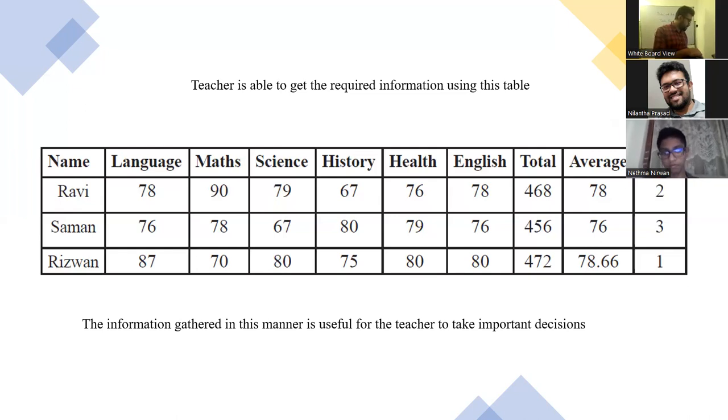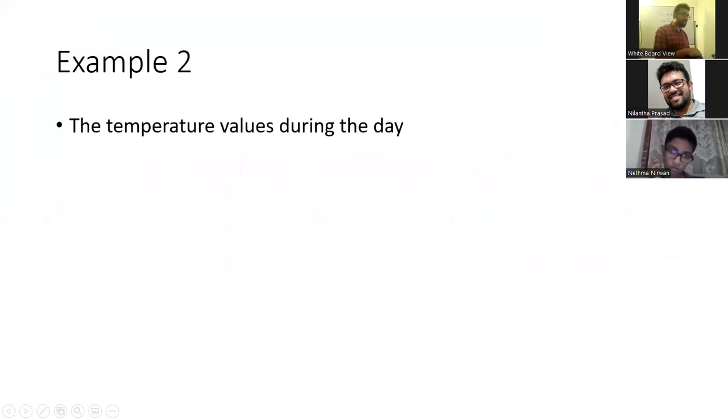Okay. Good. Then we come to the next one. Temperature value during the day. So example 2, I actually wrote it on the board. So once you take the temperature values during a day, if you want the average temperature, then you can proceed to do some calculations by adding them up and dividing it.